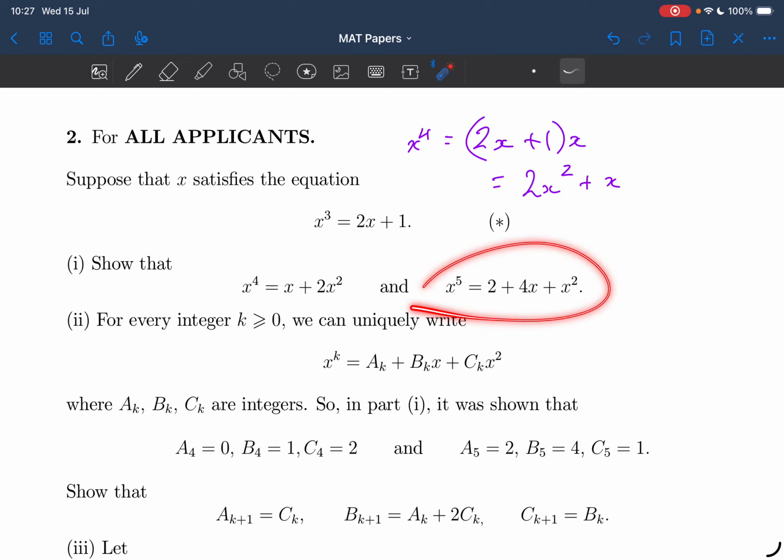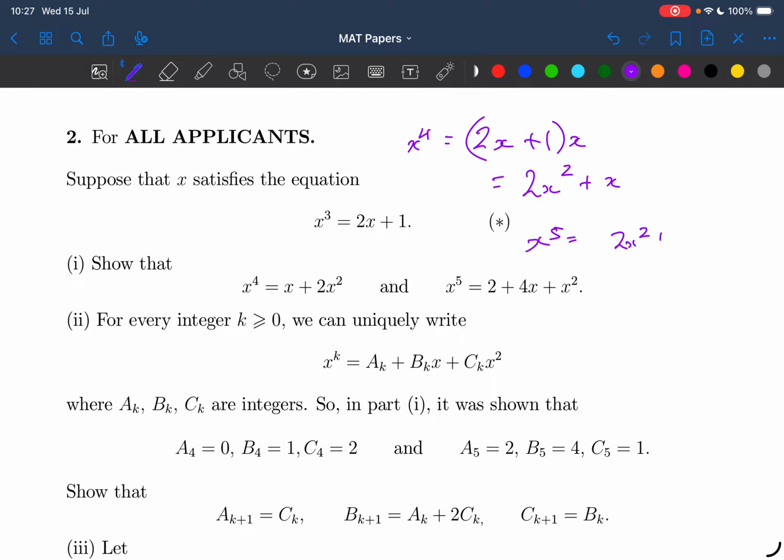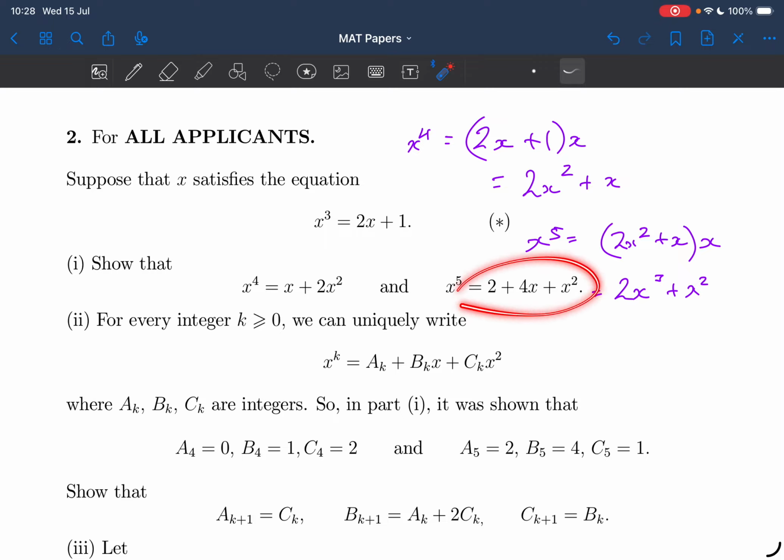And now we want to find x to the 5 as well. So we'll take what we just found, 2x squared plus x, and we'll times that by another x. So we'll have 2x cubed plus x squared. And you can see in the thing that we found, we don't have anything bigger than x squared. So we want to take our x cubed in our expression and replace it with the x cubed we were given above. So there should be 2 lots of 2x plus 1, i.e. 4x plus 2, plus the x squared. And that looks good compared to that bit.